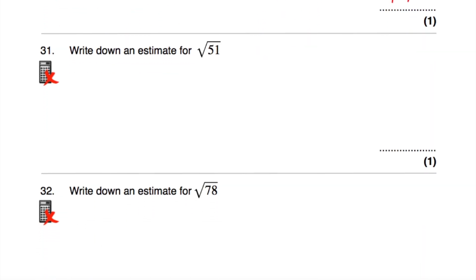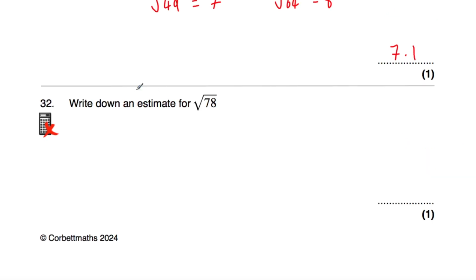Okay, our next one, we've been asked to work out an estimate for the square root of 51. So the square root of 49, that's just below 51, is equal to 7. And the square root of 64, which is above 51, is equal to 8. Now, 51 is much closer to 49 than it is to 64. So I'm going to go for a number that's close to 7. So perhaps 7.1. That's my estimate. And let's just see what the square root of 51 is. The square root of 51 is equal to 7.14, which to one decimal place would be 7.1. So that's good. Okay, question number 32.